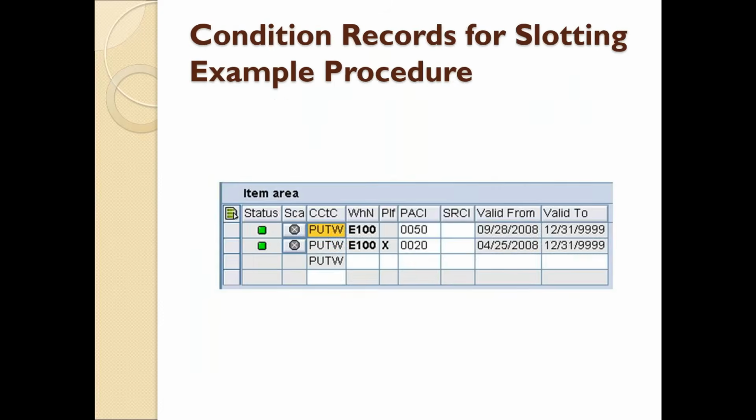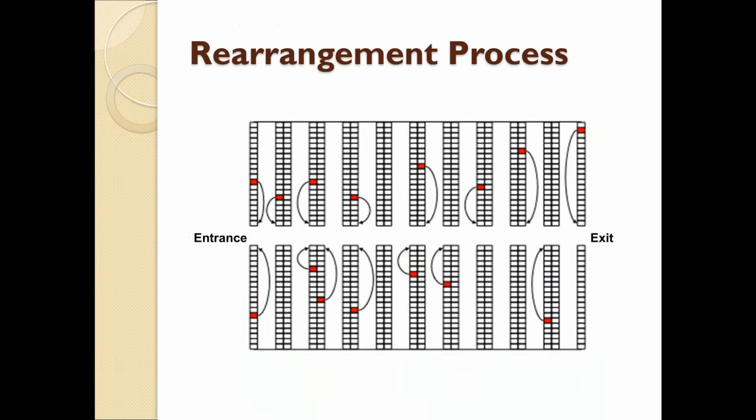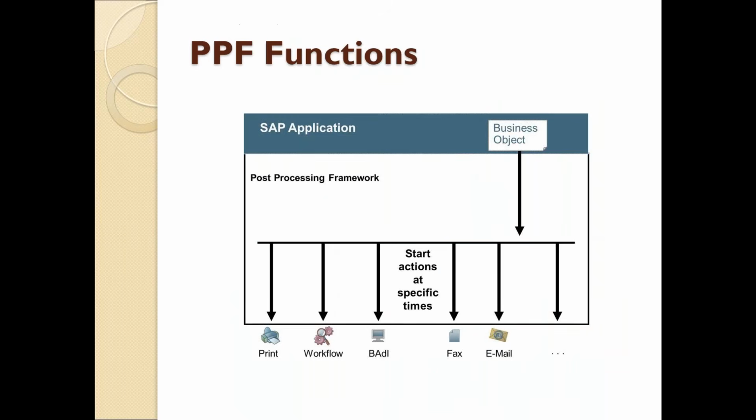However, the most important concepts that we have in EWM are process-oriented storage control and layout-oriented storage control, and the other thing is labor management, where we want to track the activities of your resources, and the RF framework, and the most important thing is the PPF. This PPF plays a major role in EWM, which is nothing but your post processing framework. It's a kind of NACE, I can say, in ECC, but in EWM we'll call it the PPF.